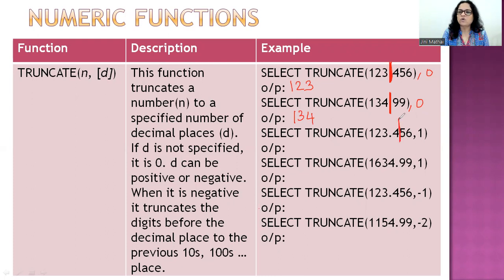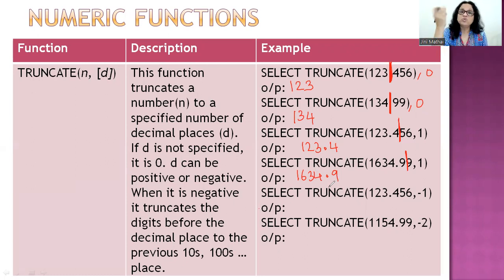Okay, look at this one. 123.456, comma 1. Cut off here. So answer is 123.4. Next, 1634.99, comma 1. Cut off here. So 1634.9. Is that clear? So it's easy. You just have to draw the cutting line and then eliminate everything after the cutting line.